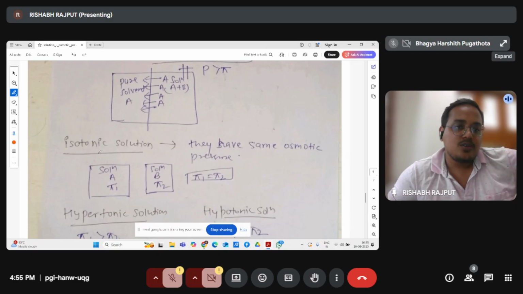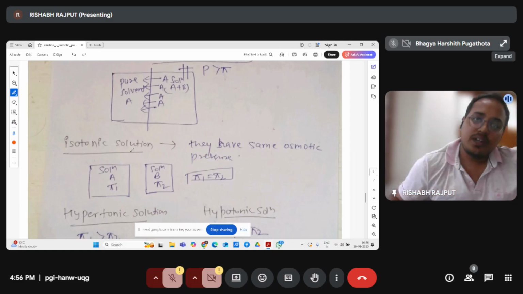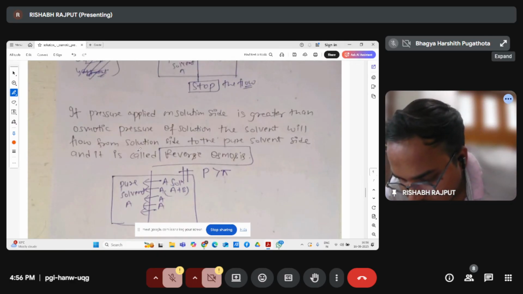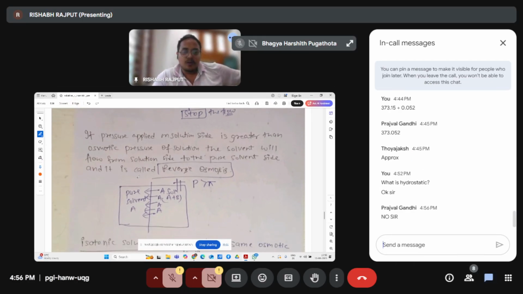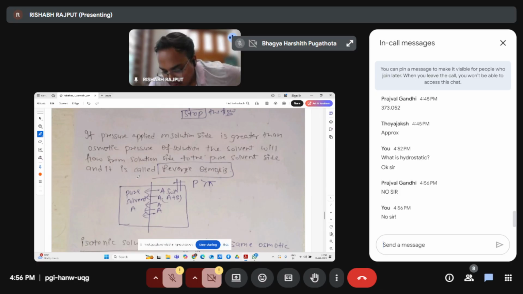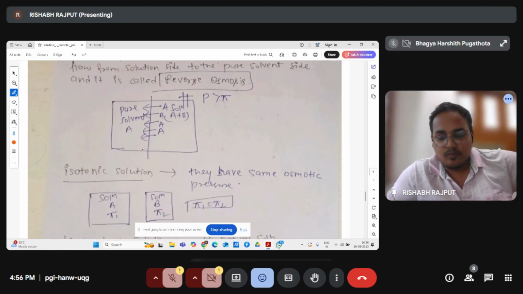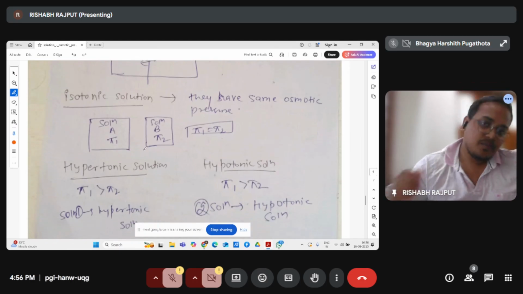And isotonic solution. What is the meaning of isotonic solution? Till here, do you have any doubt? Whatever I taught in osmosis, do you have any doubt? Anyone? Okay, don't worry. After class I will upload these notes in your group, for NEET and JEE both. What is the meaning of isotonic solution?